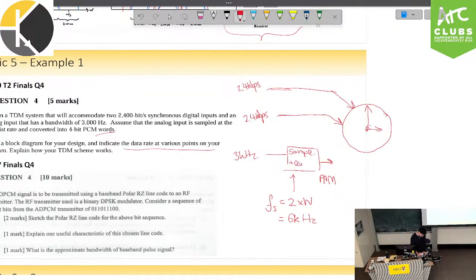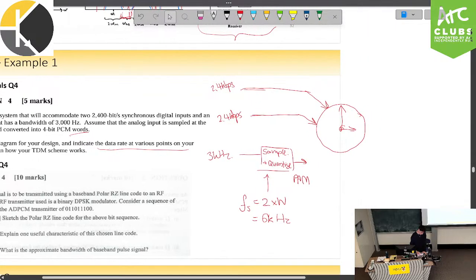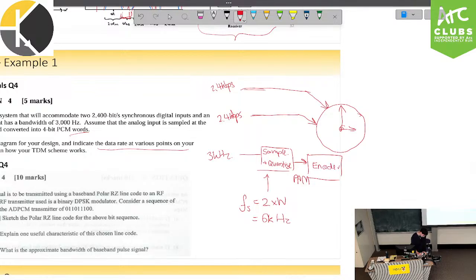We also need to quantize that so that our PCM can directly convert this into bits. So our PCM will be done through some sort of encoder, which will be 4-bit, specified in the question. And that will give us some sequence of ones and zeros, which corresponds to our analog input. And we'll feed that in as well.